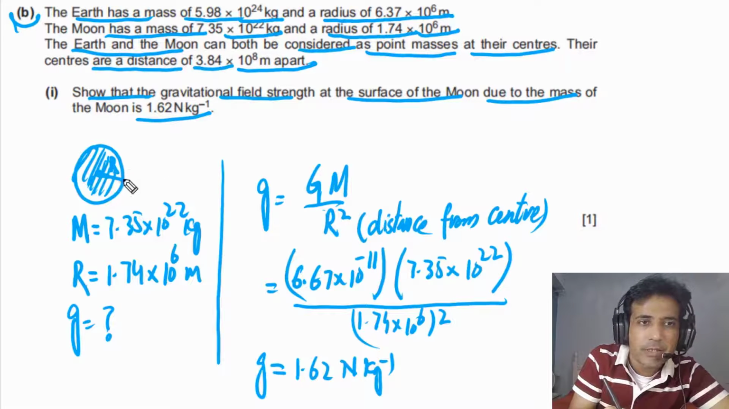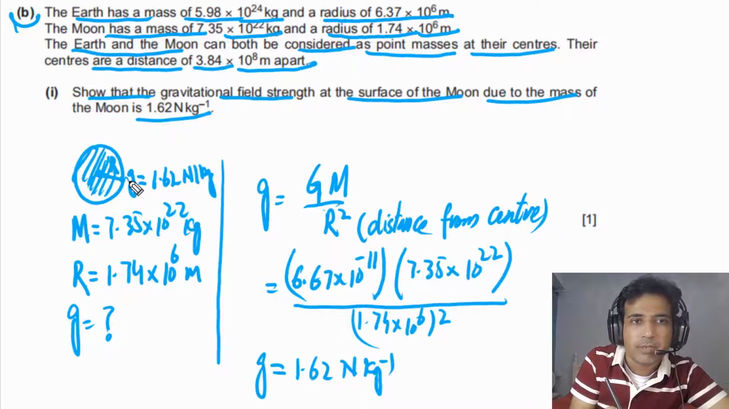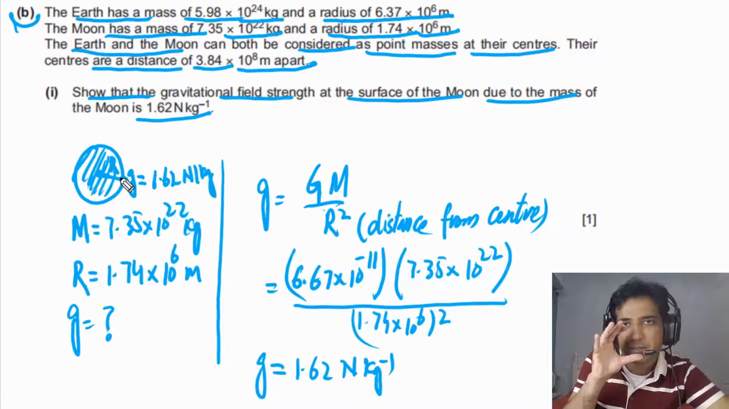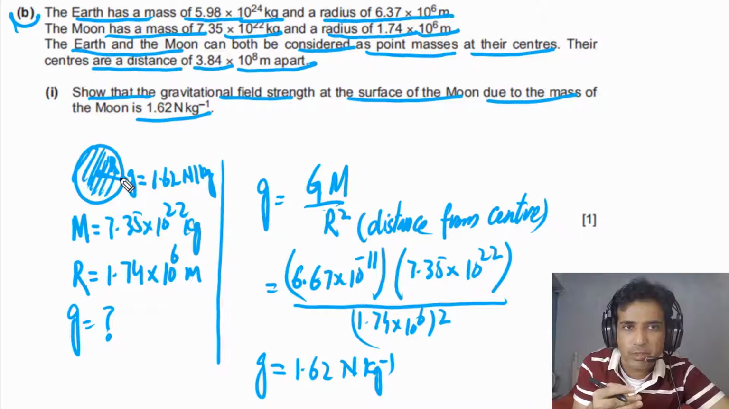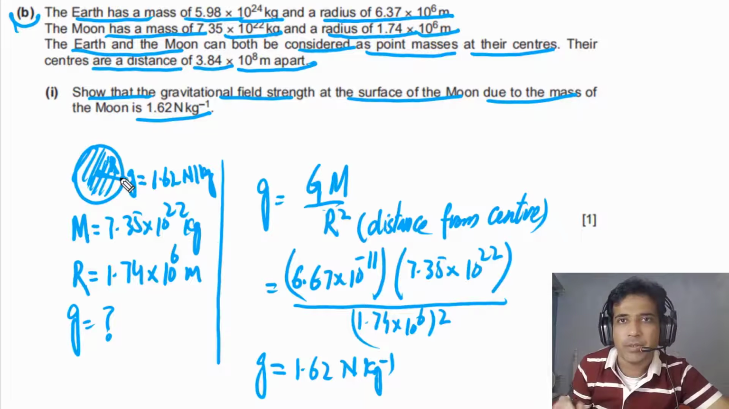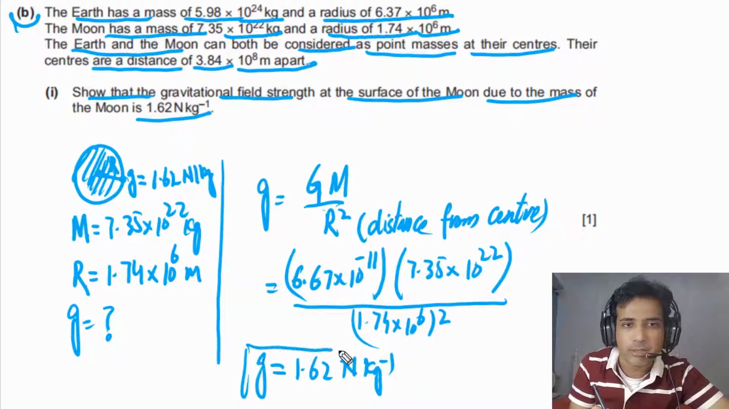This is the value of g at the surface of the moon, and this one is equal to 1.62 newtons per kg. It simply means that if you place a unit mass at the surface of the moon, 1 kg mass will experience force 1.62. If it is 2 kg, force will be double, and so on. So this is how we can answer this question, and this is what we need to show. g is equal to this one.